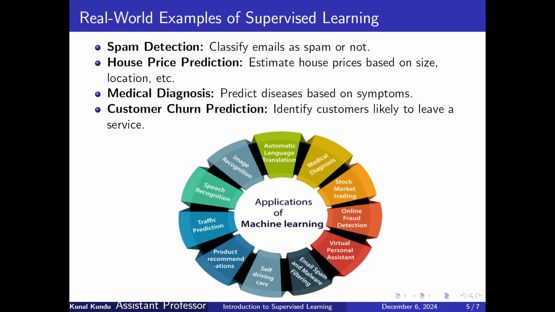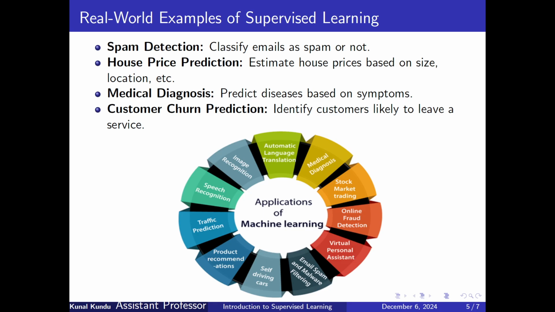Now we are going to discuss some real world examples of supervised learning. For example, spam detection. Algorithms classify emails as spam or not. House price prediction. In this case, models predict house prices based on features like size, location, number of rooms, etc.